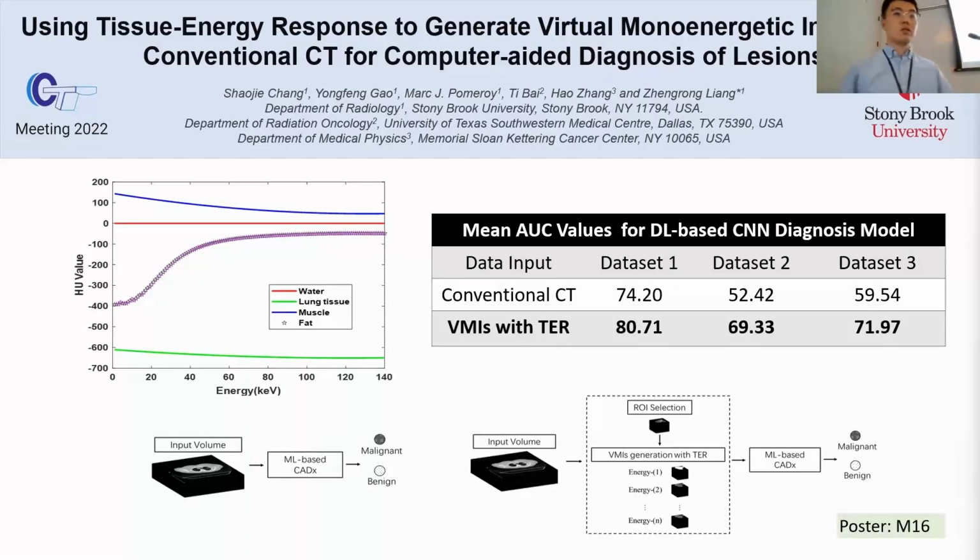In this work, we like to use this tissue endpoint response to generate virtual monochromatic images for the computer-aided diagnosis of lesions. With this tissue endpoint response introduced into this diagnosis framework, we were able to improve the AUC value by about 10%. If you are interested, please step by number 16.